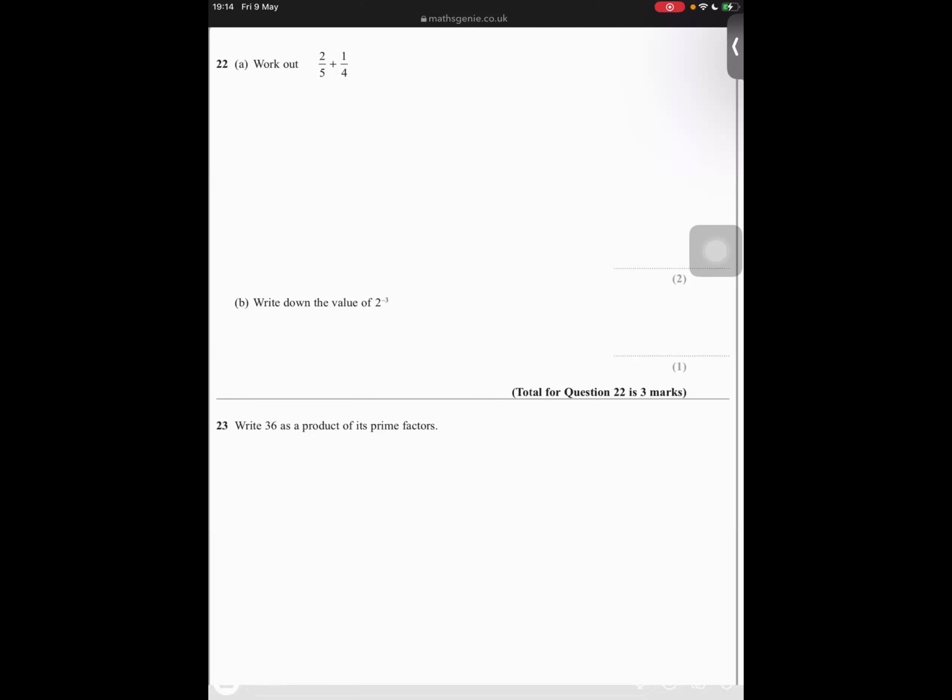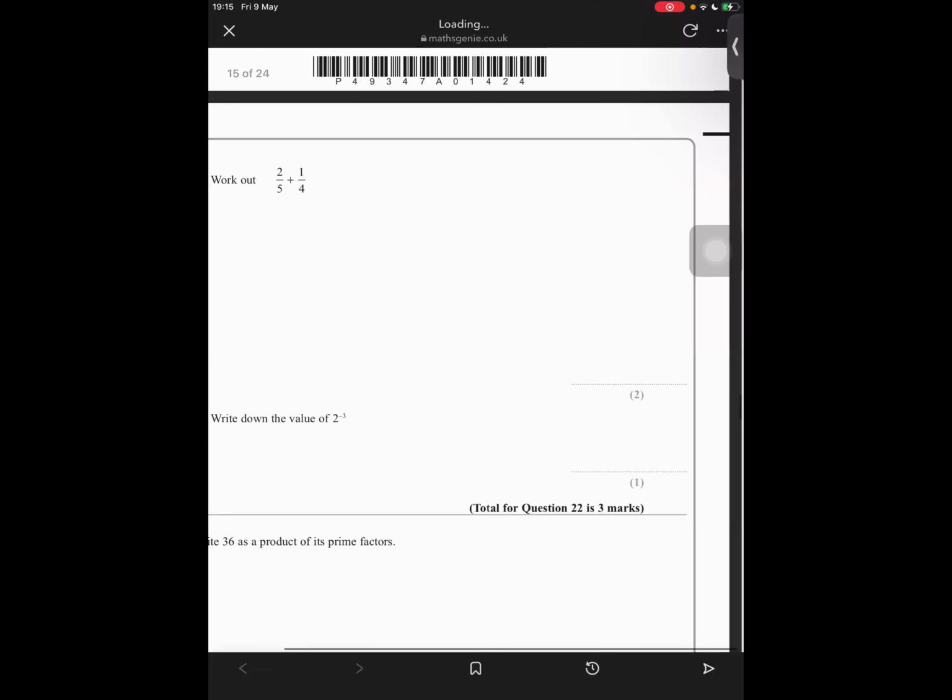Okay, so 36 as a product of its prime factors. Well, if you look at 36, 36 is 6 times 6, right? So you can break down 6 into 2 times 3, 2 times 3. That's 2 squared times 3 squared. That's it. That's 36 as a product of its prime factors, 2 squared times 3 squared. So I think we can move on if there's no other question.